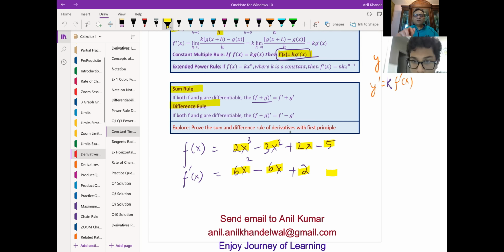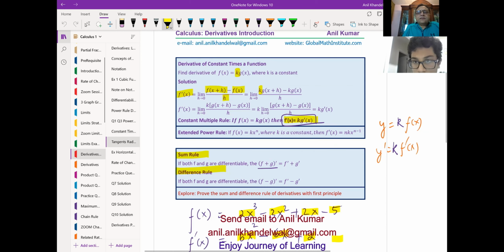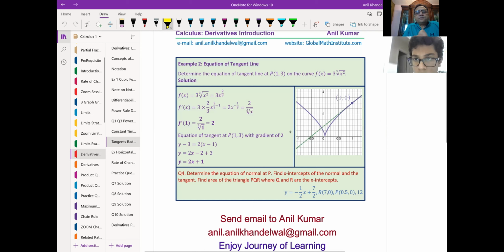Yeah. Let us take up an example based on these rules. Here is an example for you. Can you please read the question? It says determine the equation of the tangent line at P equals (1, 3) on the curve f of x equals 3 times the cube root of x squared, right? So tell me, how will you find the equation of the tangent line? What are your steps?